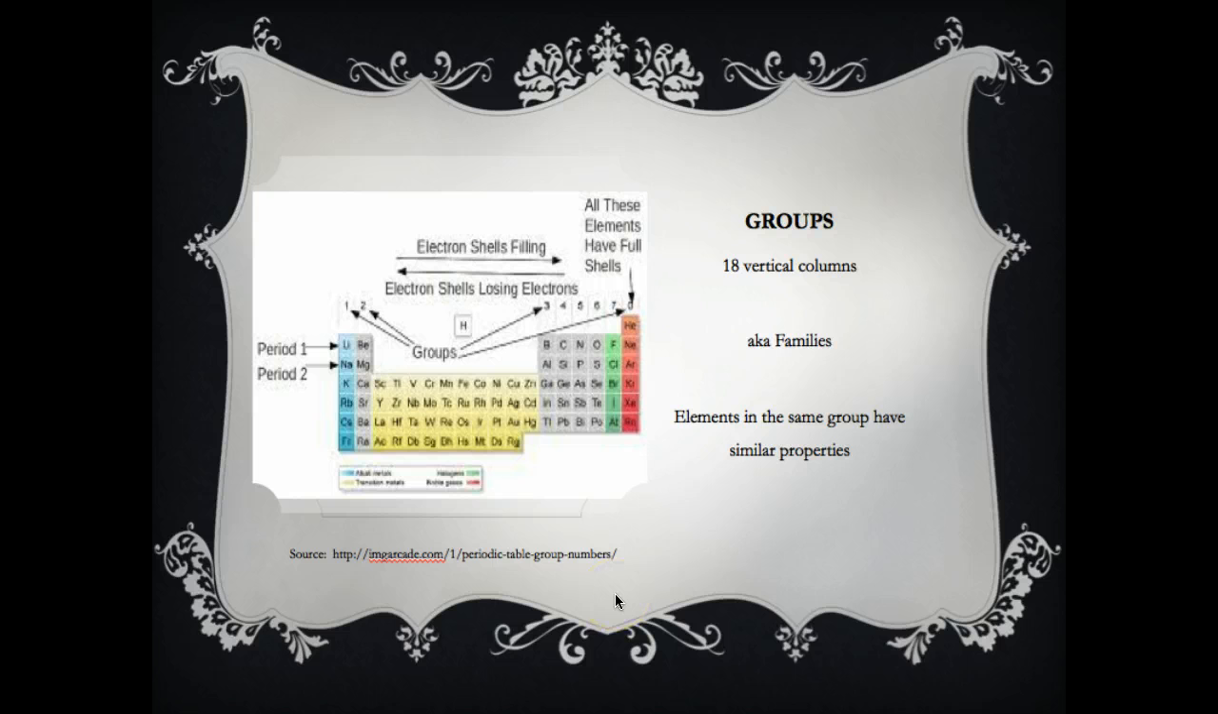On the periodic table, it consists of rows and columns. Your columns are also known as groups, and you have 18. 1, 2, 3, 4, 5, 6, 7, 8, 9, 10, 11, 12, 13, 14, 15, 16, 17, 18. So 18 groups. The groups are also known as families, and we'll talk a little bit more about the different types of families. And elements that are in the same group typically have the same chemical properties. So we'll take a look at that when we dive into this unit a little bit more.